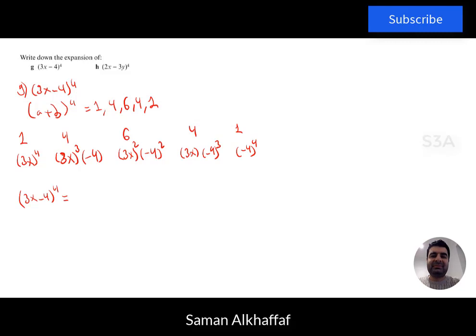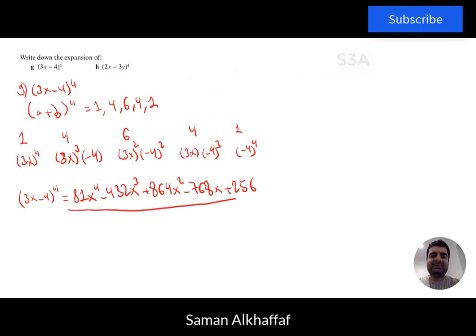So in this scenario, (3x - 4) to the power 4 would give us 81x to the power 4, minus 432x cubed, plus 864x squared, minus 768x, and also plus 256, which will be the simplified version of the expression. This will be our answer.